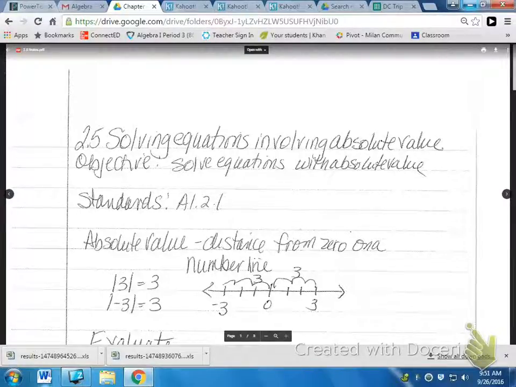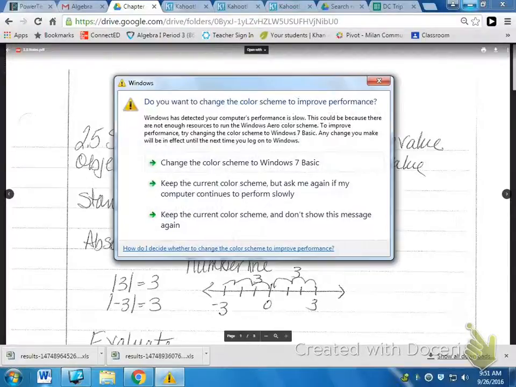Lesson 2.5, solving equations involving absolute value. So our objective today is exactly that, to solve equations with absolute value. This is something completely new for you, you have never seen before. The standard is Algebra 1.2.1 because we are solving equations.